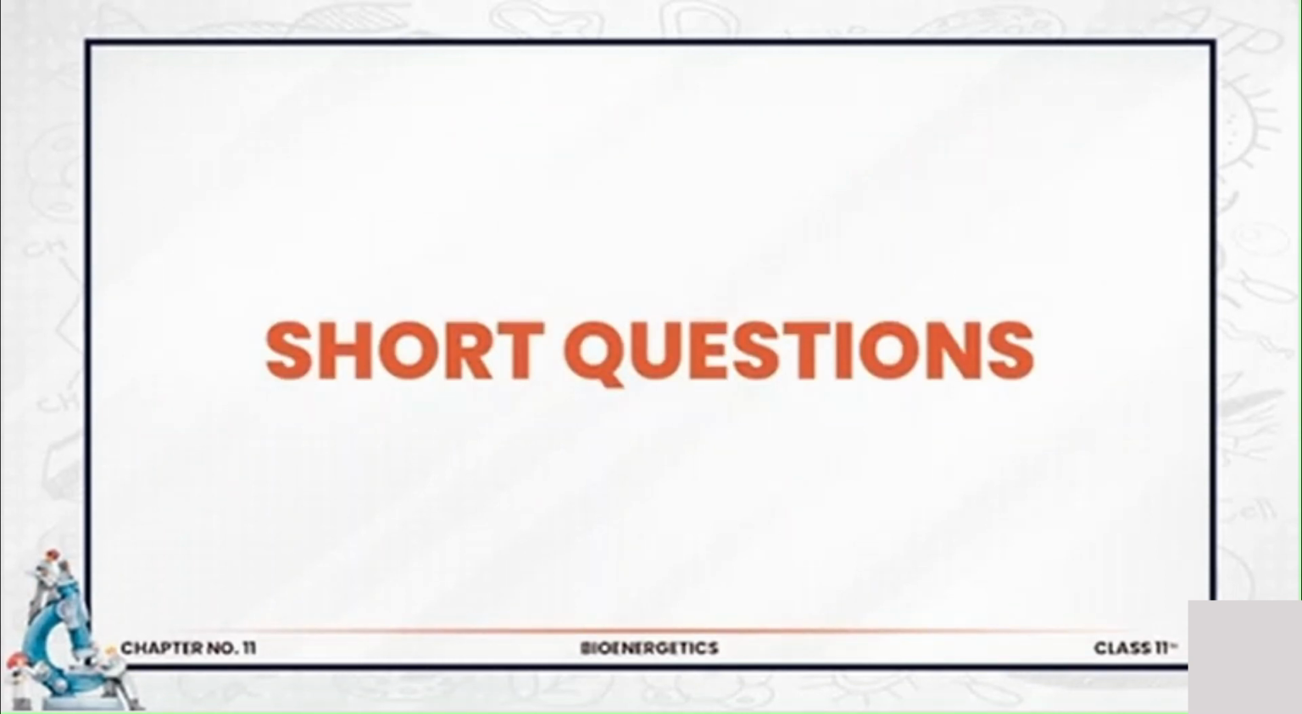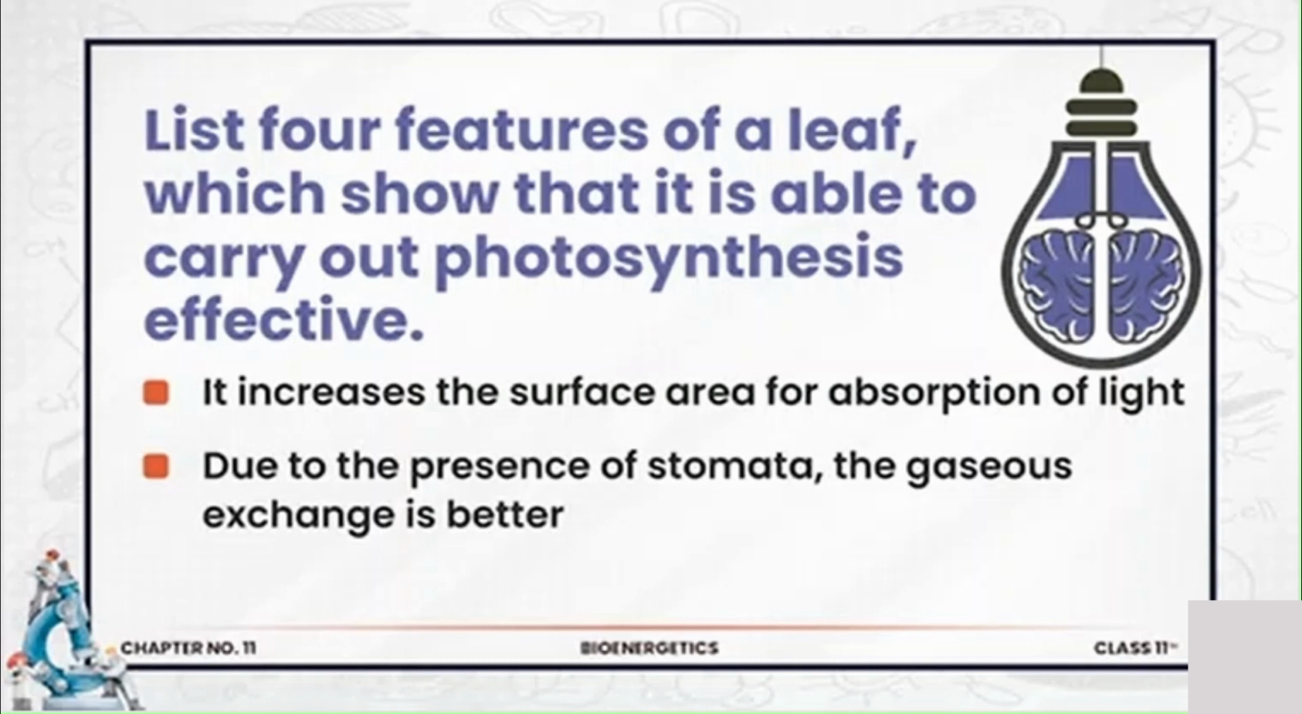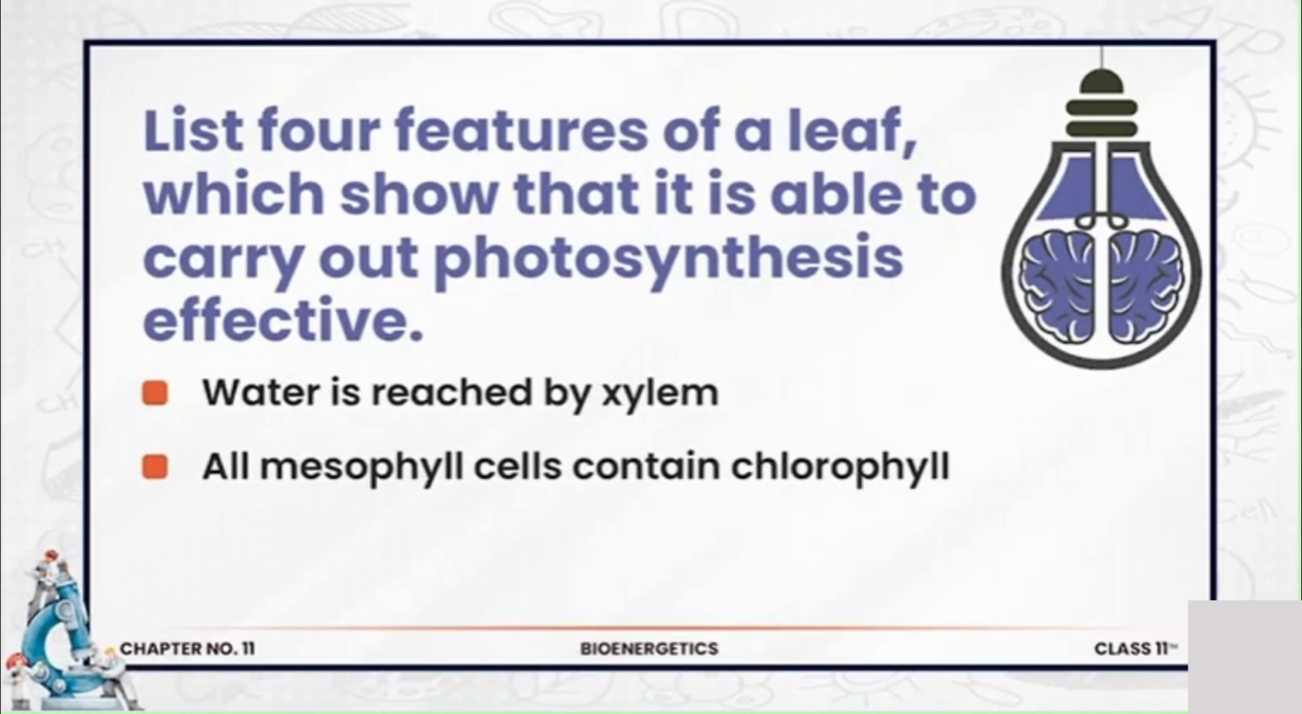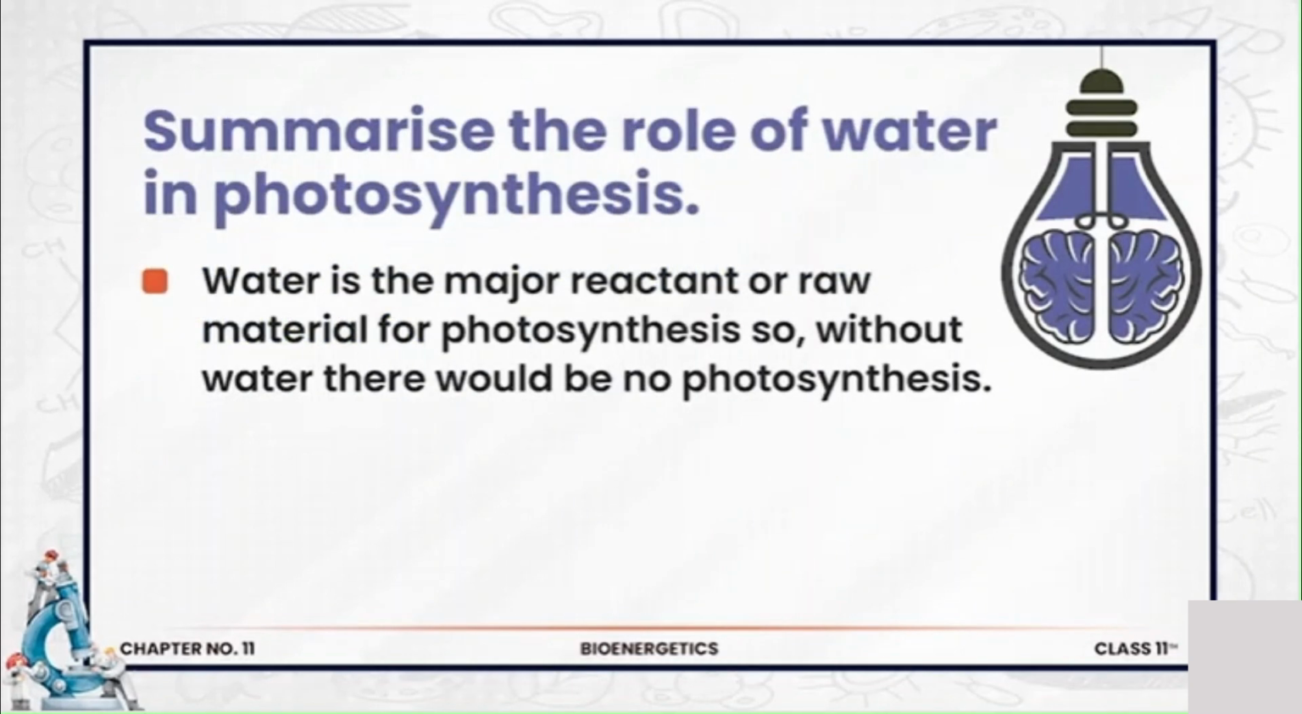Question number 3. The first part is: list 4 features of the leaf which show that it is able to carry out photosynthesis effectively. Number 1, it increases the surface area for absorption. Number 2, due to presence of stomata, gaseous exchange is better. Number 3, water is reached by xylem over here. And number 4, all mesophyll cells contain chlorophyll. Okay?